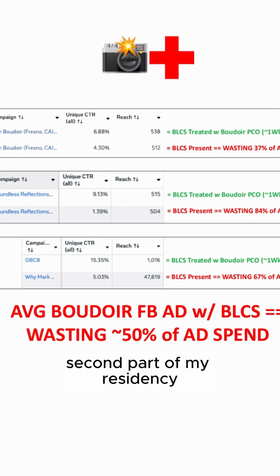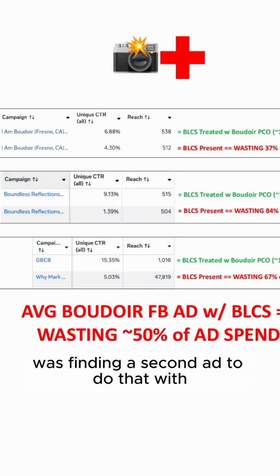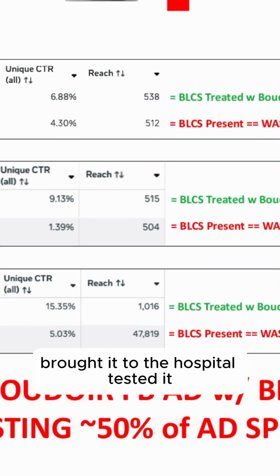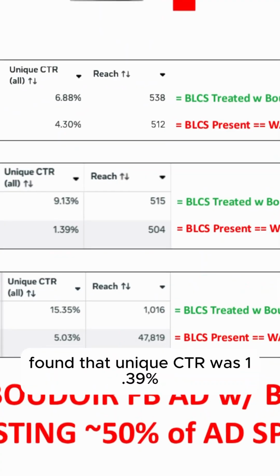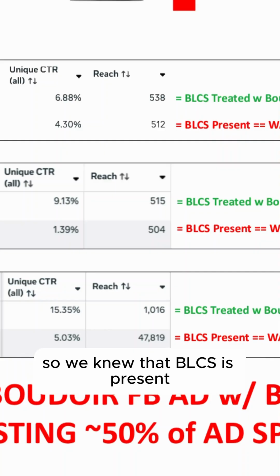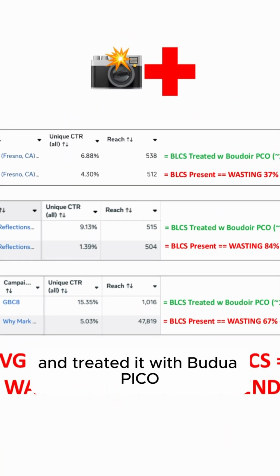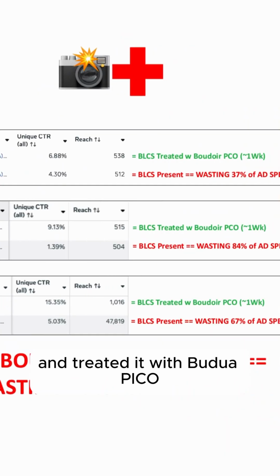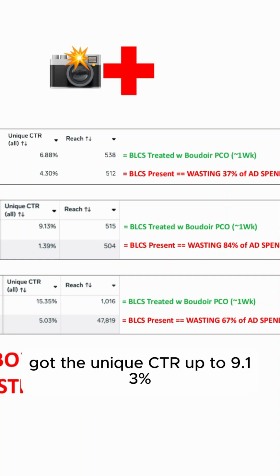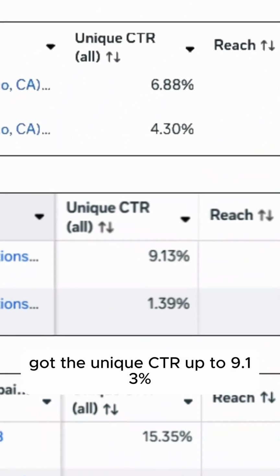Second part of my residency was finding a second ad to do that with. So I found another one out there, brought it to the hospital, tested it, found its unique CTR was 1.39%. So we knew that BLCS is present. So we duplicated that and treated it with Boudoir Pico, got the unique CTR up to 9.13%.